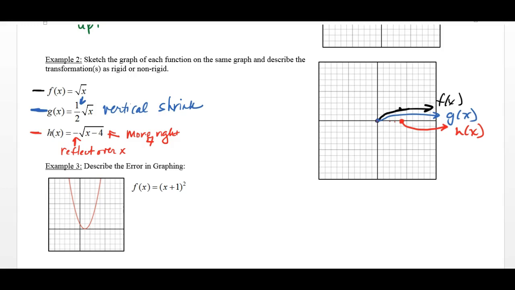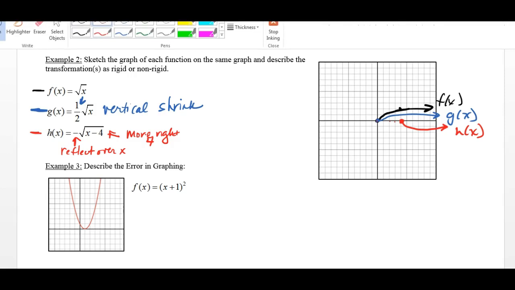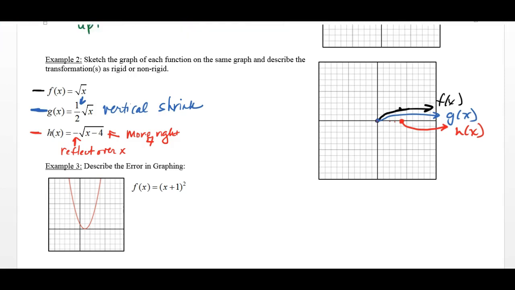Okay, so now that we've looked at those, we need to label them as rigid or non-rigid. So vertical shrink, so it kind of squished our little arm over. So that would be a non-rigid transformation. It changed the shape slightly. This one that just reflected and moved right did not change our shape. It just flipped it over. This is considered a rigid transformation.